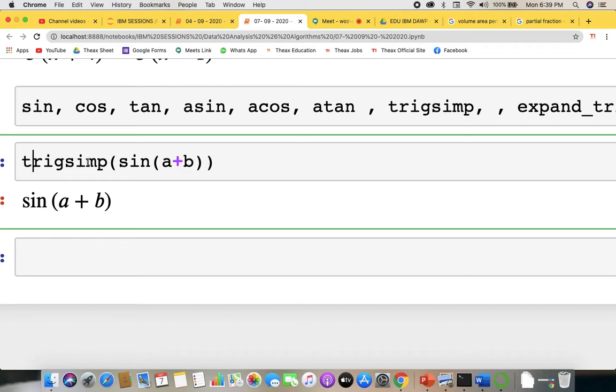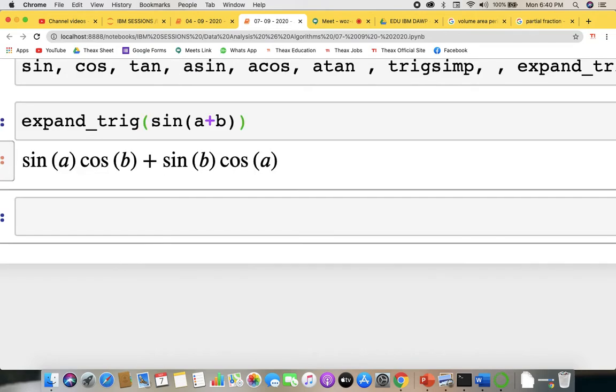I'm using TrigExpand. It should expand the trig: sin A cos B plus cos B sin A. Nice. Okay.